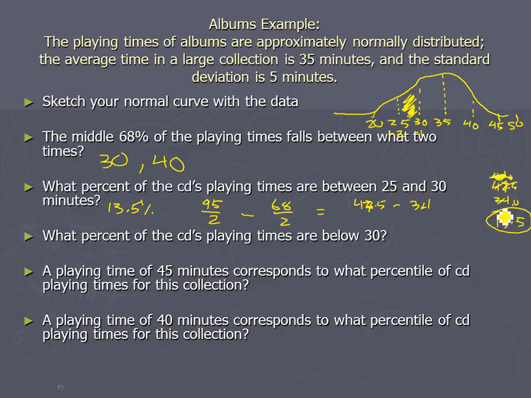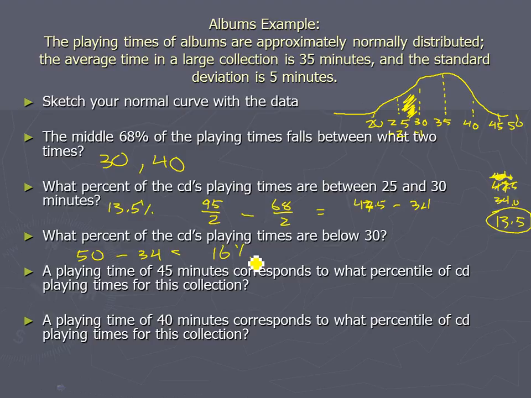Okay? All right. What percent of the CD playing times are below 30? Well, here's what I'm going to do. I'm going to say, okay, 50% is below 35. So I know 50% is below 35, and I'm just going to subtract off between 30 and 35, which I know is 68 divided by 2, which is 34. And when I do that, I get 16%. Did you guys get that? You guys probably looked at just the values, right? But you can think of different ways to calculate this.